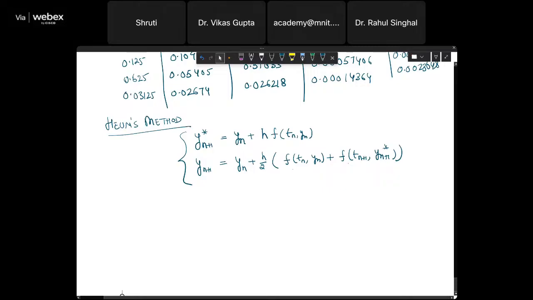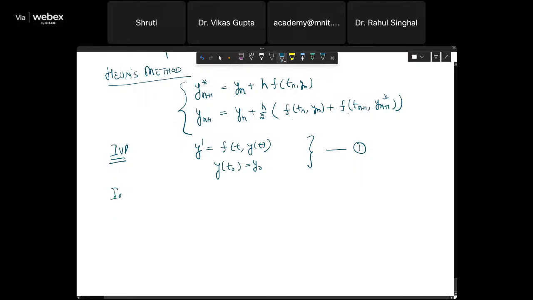To understand these methods, or to construct these two particular methods which I am going to discuss here, let me start by considering the initial value problem. So far I considered, here again, my initial value problem is in this form with the initial condition. Let me call it equation number 1.